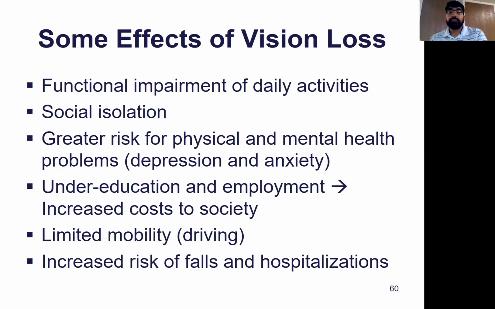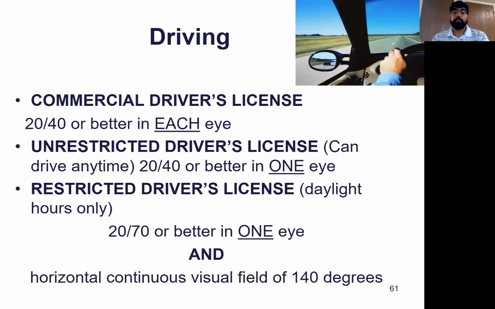We talked about driving, and there's also increased risk of falls and hospitalizations, because your visual system is very important for maintaining good balance and being able to move around safely. Now about driving: for a commercial driver's license, you have to have 20/40 or better in each eye. For an unrestricted license, you have to have 20/40 or better in one eye. So at least one eye has to see at 20 feet what a normal person sees at 40 feet. So that's kind of what 20/40 means.